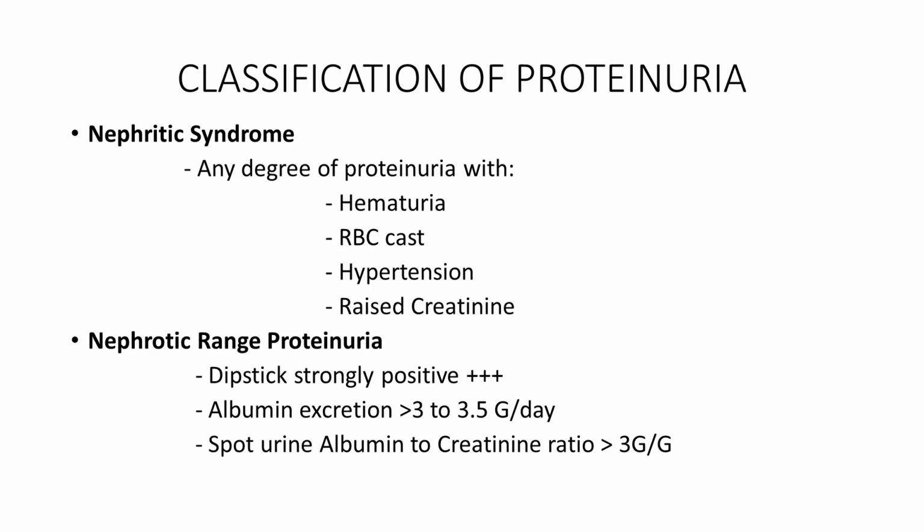Nephrotic range proteinuria is dipstick strongly positive, that is +3. On dipstick, if you find 2+ proteinuria, it usually shows either you are treating the nephrotic syndrome, it is decreasing, or patient has got nephrotic syndrome. Albumin excretion of more than 3 gram to 3.5 gram in 24-hour urine collection, or the spot urine protein creatinine ratio is more than 3 gram per gram. This is the classification of proteinuria in nephrotic syndrome and nephritic syndrome. How to differentiate between nephrotic and nephritic syndrome.